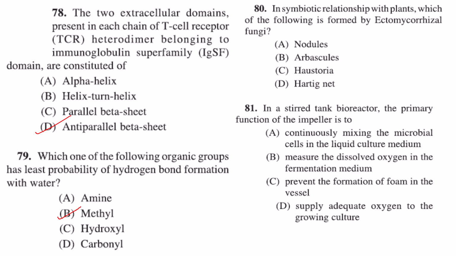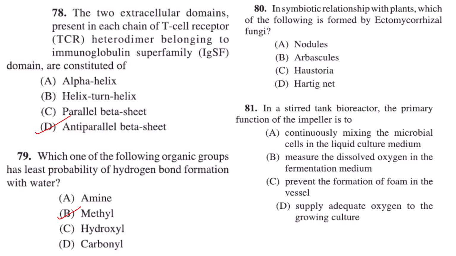Because methyl group does not have highly electronegative atoms such as oxygen, nitrogen, fluorine that can participate in hydrogen bond formation. Whereas amino group can form hydrogen bonds with water through lone pair of electrons on the nitrogen atom. Hydroxyl groups can form hydrogen bonds through lone pair of electrons on the oxygen atom, and carbonyl groups can form hydrogen bonds through lone pair of electrons on the oxygen atom.